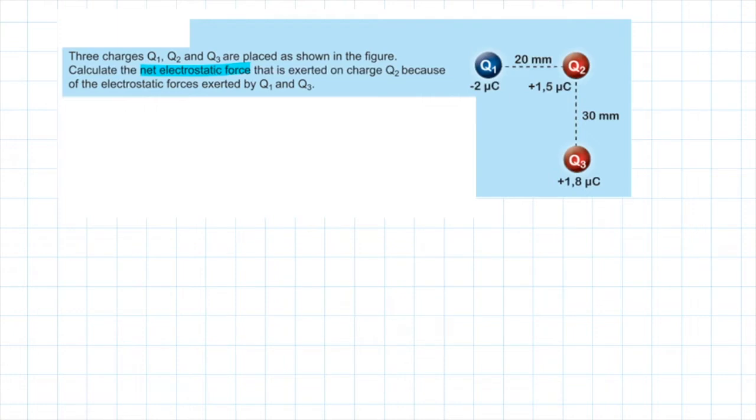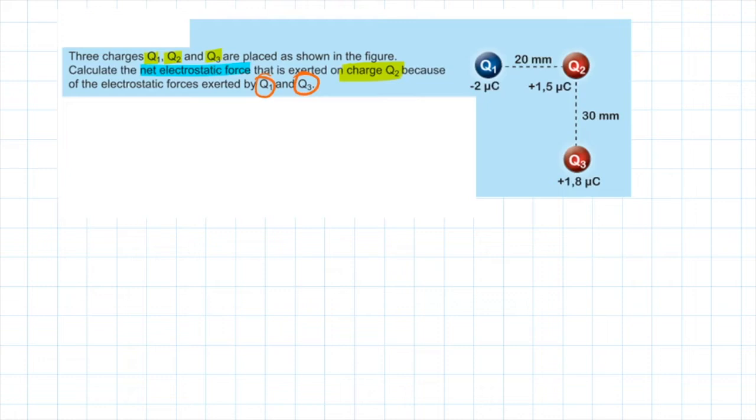into this problem. They say there are three charges, Q1, Q2, and Q3, which are placed as shown in the figure. Calculate the net electrostatic force that is exerted on charge Q2. So the focus here is Q2, and this force is exerted by Q1 and Q3. Let's analyze the diagram. Firstly, we need to change our values to the correct SI units.